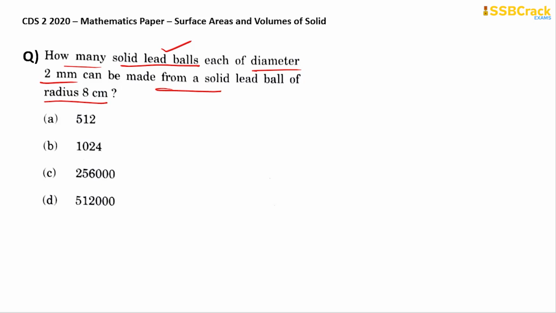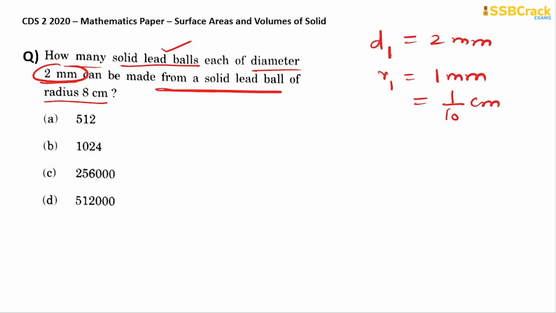Each solid lead ball is of diameter 2 mm, so we denote this by D1 first of all. 2 mm is the diameter, so what is R1? The radius is 1 mm. 1 mm means how many centimeters? 1/10 centimeter, because 10 mm makes 1 centimeter. And we have to make these solid lead balls with the help of a bigger solid lead ball, of radius 8 centimeter, which we denote by R2.